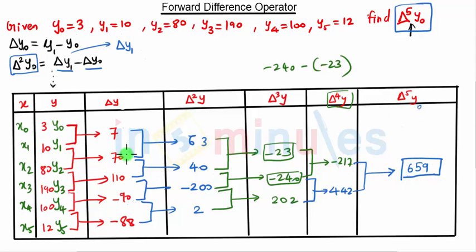So in this way, just by doing the continuous subtraction of successive terms, we can obtain del 5 of y0, that is the fifth difference of y0.